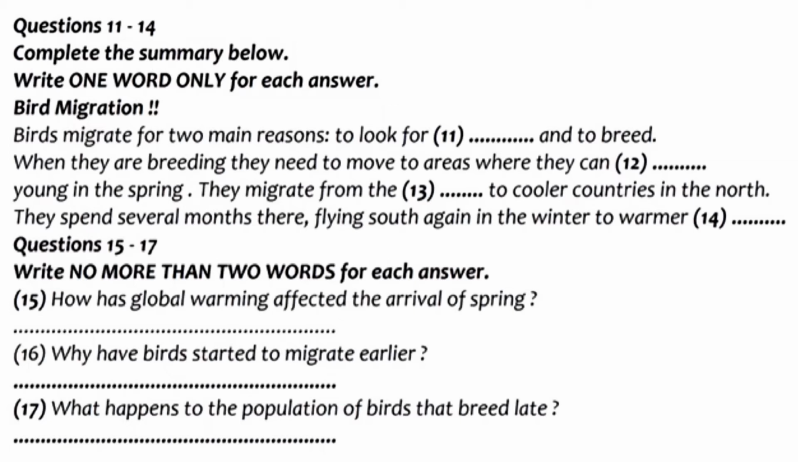Now I'd like to talk a bit about how global warming has affected bird migration. One of the effects of global warming has been to make the spring come earlier in the northern regions of the world. When spring comes early, the plants and insects that birds need to bring up their young are also available earlier. Research has shown that quite a lot of birds have started to migrate earlier because of higher temperatures.